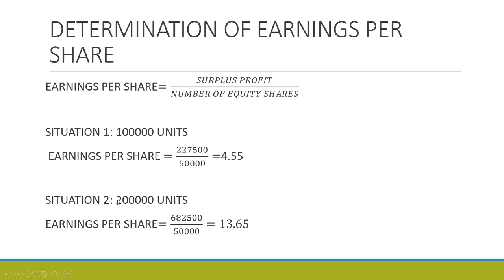In situation 2, when the number of units sold is 2 lakh units, earnings per share is equal to 6,82,500 divided by 50,000 shares. So the earnings per share is equal to 13.65 rupees. So in this problem, we have found out operating leverage, financial leverage, combined leverage, and also the earnings per share.